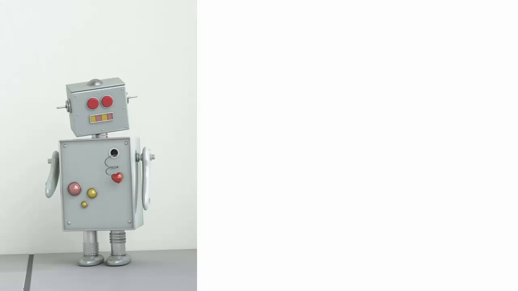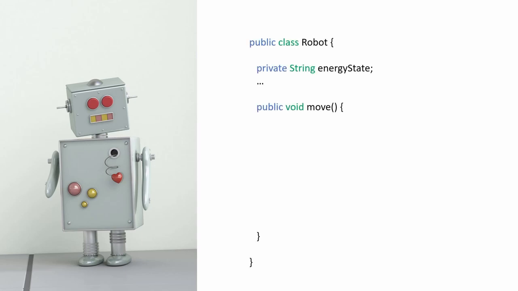In case you are building software applications, you most likely have encountered the case where the action to be executed by an object depends on the object's state. For example, imagine that we have a robot class. Objects of this class have an energy state that can be either high or low depending on the battery level. Robots also can move, a capability that is implemented by the move method.